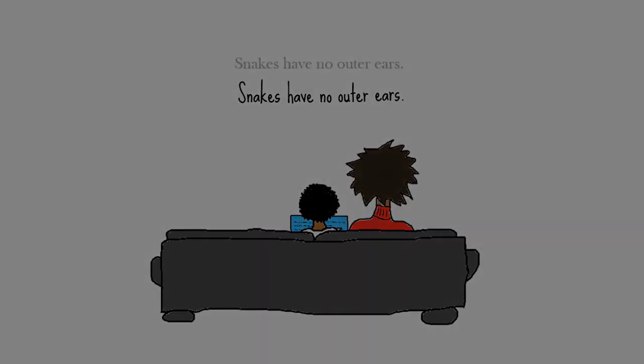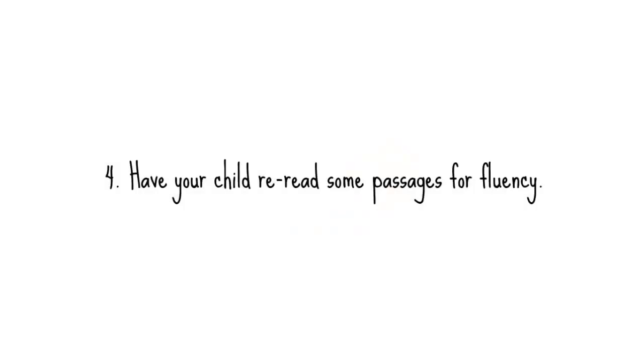Good. Ears. Number 4, have your child reread some passages for fluency. If your child is merely sounding out individual words, she won't really get the meaning of a sentence. For the words to make sense together, they need to be read smoothly. So if your child takes a while to get through a particular sentence, have her go back and reread it so it makes more sense.